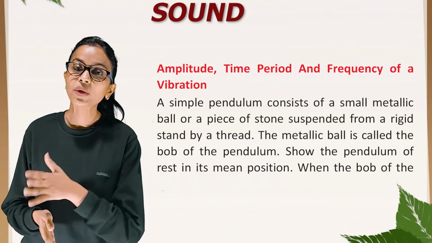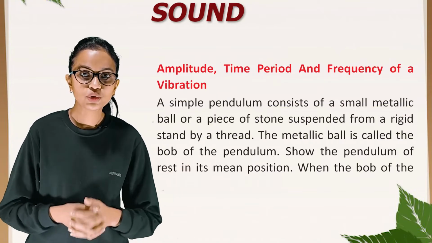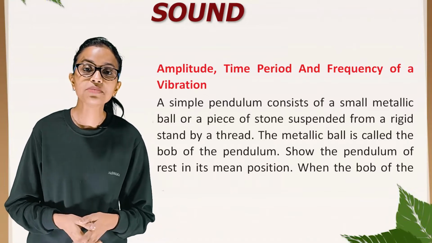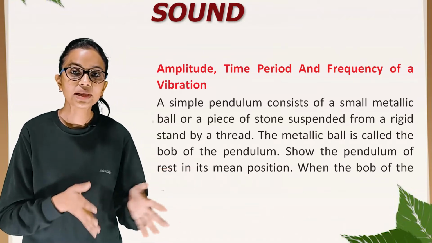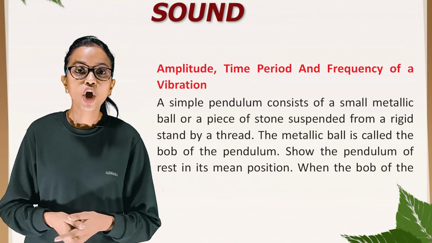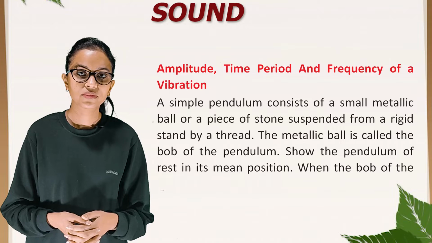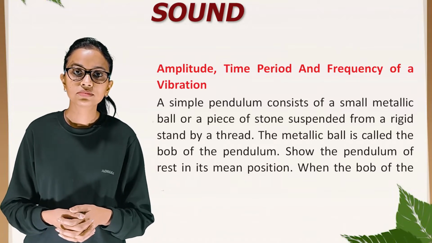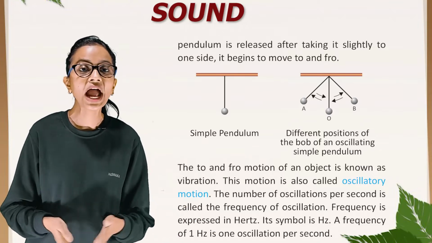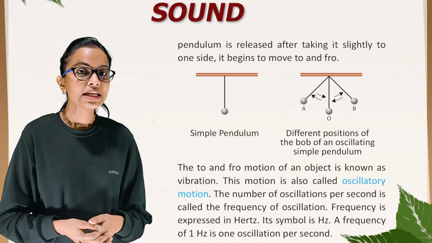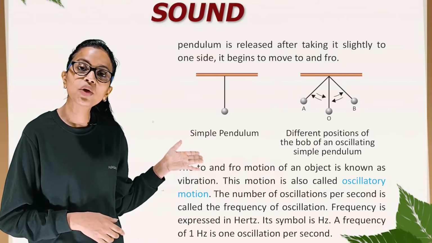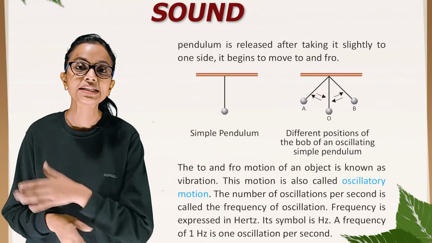Amplitude, time period and frequency of a vibration. A simple pendulum consists of a small metallic ball or a piece of stone suspended from a rigid stand by a thread. The metallic ball is called the bob of the pendulum. Show the pendulum at rest in its mean position. When the bob of the pendulum is released after taking it slightly to one side, it begins to move to and fro. So these are the diagrams. This is a simple pendulum and the other is showing different positions of the bob of an oscillating simple pendulum.